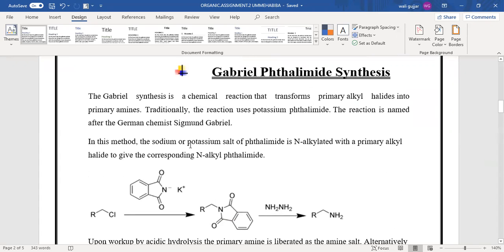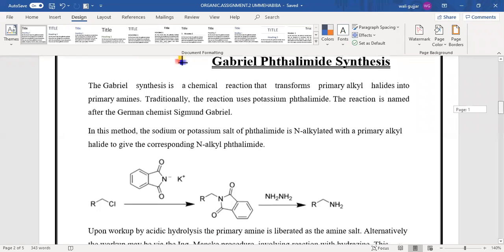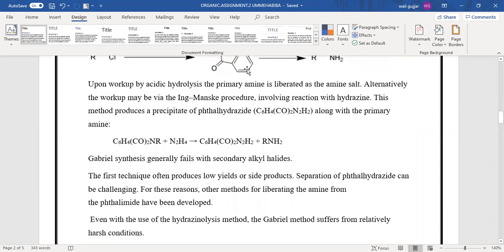In this method, the sodium or potassium salt of phthalimide is alkylated with a primary alkyl halide to give the corresponding N-alkyl phthalimide. Upon workup by acidic hydrolysis, the primary amine is liberated as an amine salt. Alternatively, the workup may be via a different procedure involving reaction with hydrazine. This method produces a precipitate of phthalhydrazide along with the primary amine.